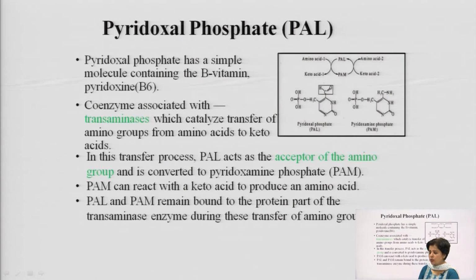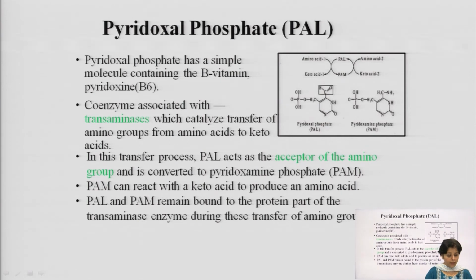Then the next coenzyme is pyridoxal phosphate, that is PLP. Pyridoxal phosphate is a simple molecule containing the B vitamin pyridoxine, that is B6. The coenzyme is associated with the transaminase, which catalyzes the transfer of amino group from amino acid to the keto acid. What it does? It is associated with the transaminase reaction.